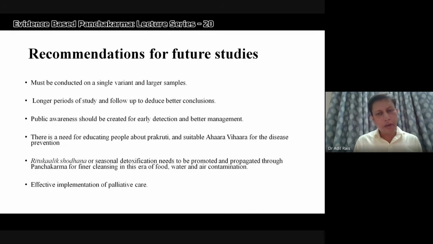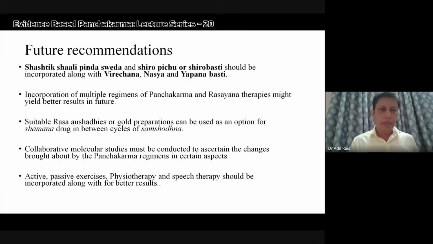Seasonal detoxification needs to be promoted because in this era of food, water and air contamination, Panchakarma provides a very good option of cleansing or detoxification. Effective implementation of palliative care should be there. Shashtik Shali Pinda Sweda, Shiropichu, Shirovasti should also be incorporated along with Virechan, Nasya and Yapanvasti. Now, Vaman is also an option, but Vaman cannot be performed in such patients because there are certain patients who had bulbar palsy, so it would be a difficult option to select.